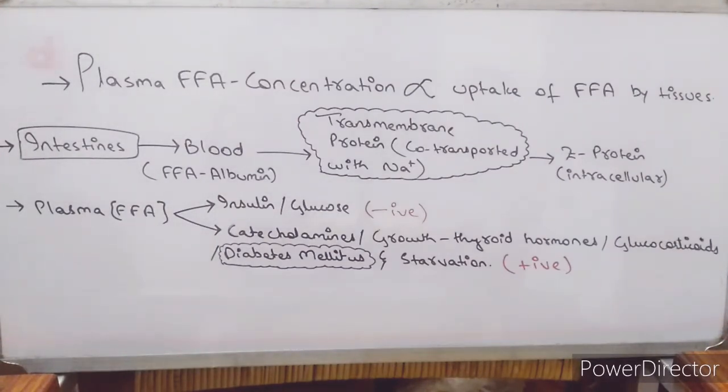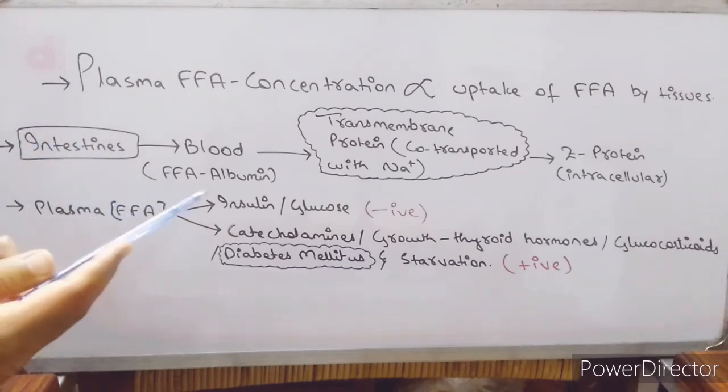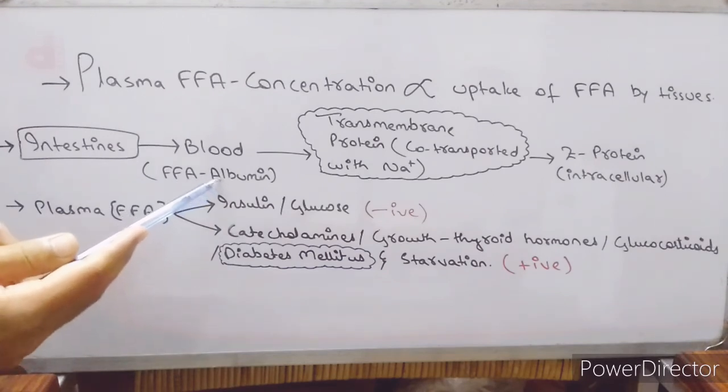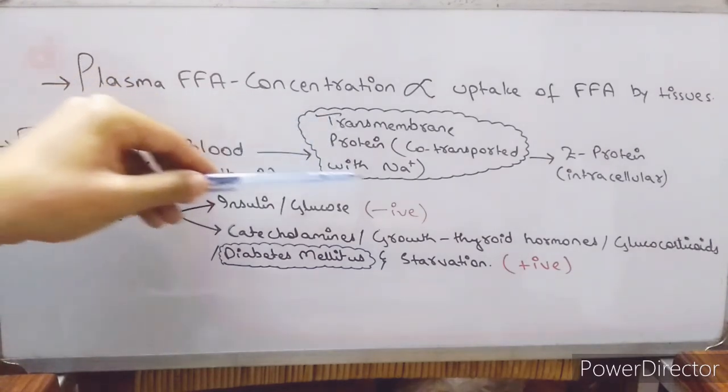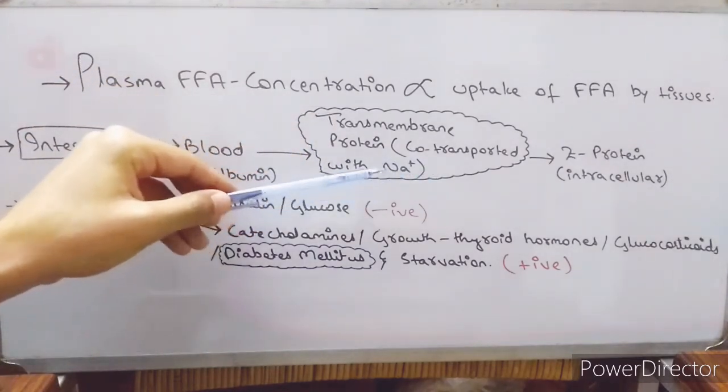Today I will talk about fatty acid metabolism, and particularly in this video we will talk about beta oxidation. So first of all, from the intestine where it is absorbed, the free fatty acid is complexed with albumin in the bloodstream. This free fatty acid-albumin complex is then transferred to other tissues where, with the help of a transmembrane protein, it is co-transported along with sodium inside the cell.